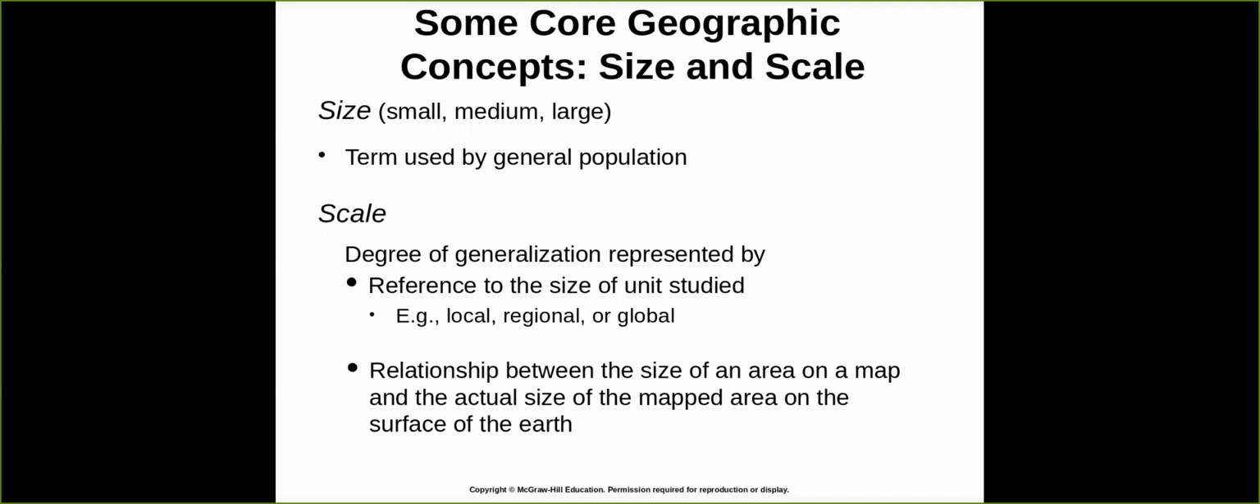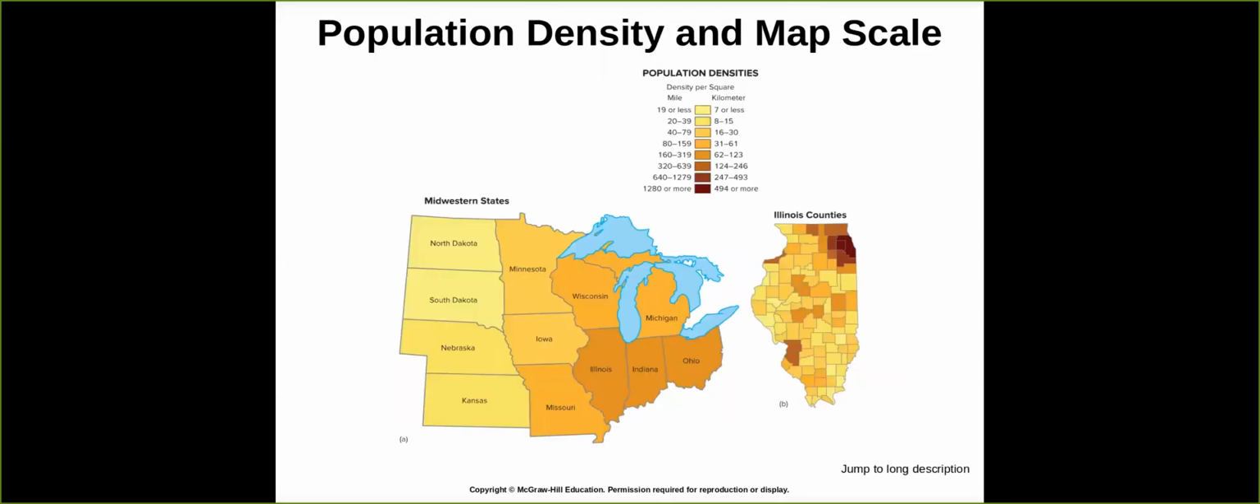Size, that's going to be the term used by the general population: small, medium, or large. For geographers, generally you're going to be dealing with scale, and that's going to oftentimes be a local, regional, or global type thing. So it's the unit studied, or it's what's covered in Chapter 2, which is that relationship between the size of an area on a map and the actual size of the map surface. So think of those ratios. The map scales, the 1 inch equals 1 mile, that's a scale as well. This kind of gives you an idea of map scale and the different patterns that you see.